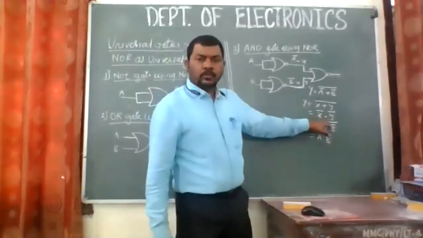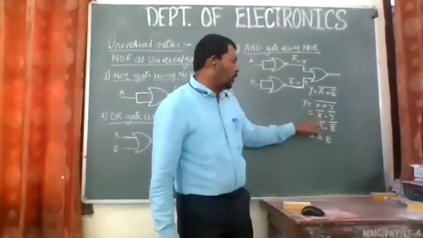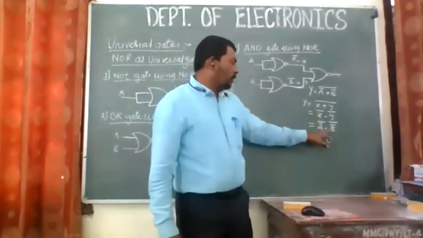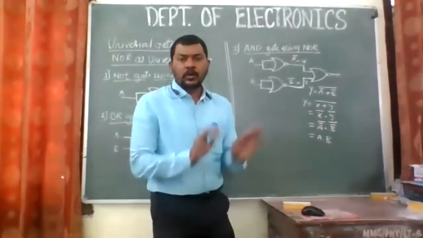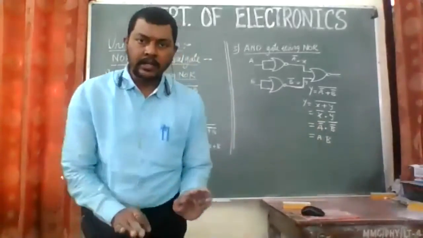So X complement dot Y complement. Now substitute the value of X and Y. So X is A complement. I have substituted. So it becomes A complement, A double complement, B complement and B double complement. And these complements cancel out each other and we'll have A dot B.